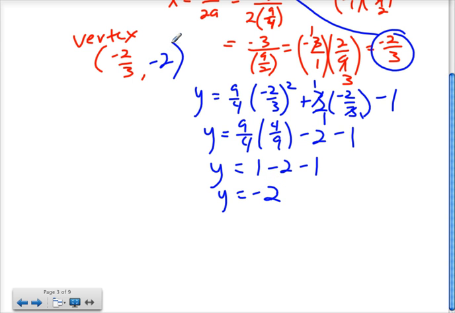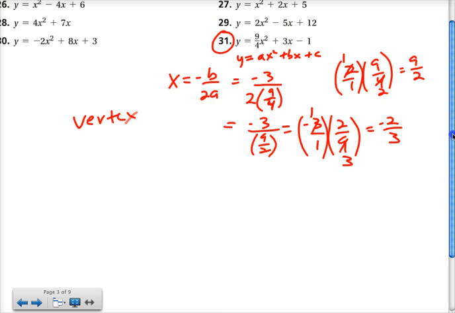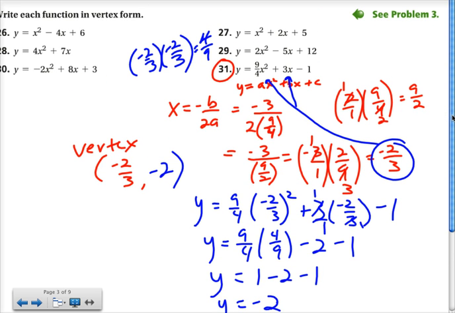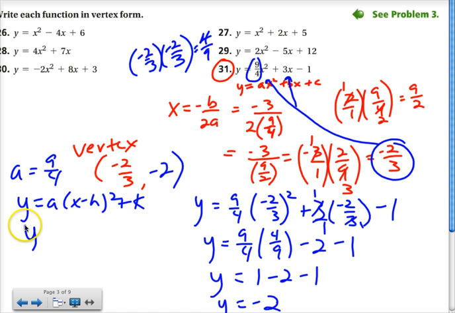So there is our vertex, and now we need a, we need h, and we need k to write this. And here is a right here. A was 9/4. So in y equals a times x minus h squared plus k, this will be y equals 9/4 times x plus 2/3, because minus a negative will make that a positive. Don't forget your little squared there. And then minus 2 in the back for k. So that was number 31.